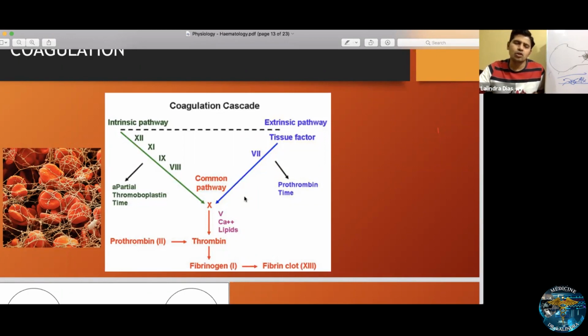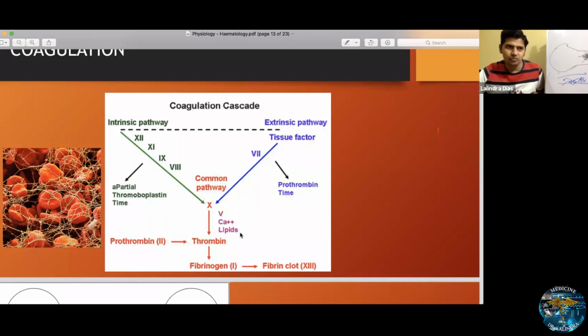Okay, so that's the common pathway. In the common pathway, guys, you have factor 10, from the intrinsic pathway and from the extrinsic pathway. You can see that factor 10 comes in the common pathway. And with the help of factor 5 and also ionized calcium, factor 10 is activated and converts prothrombin into thrombin. So factor 2, prothrombin, is converted to thrombin.